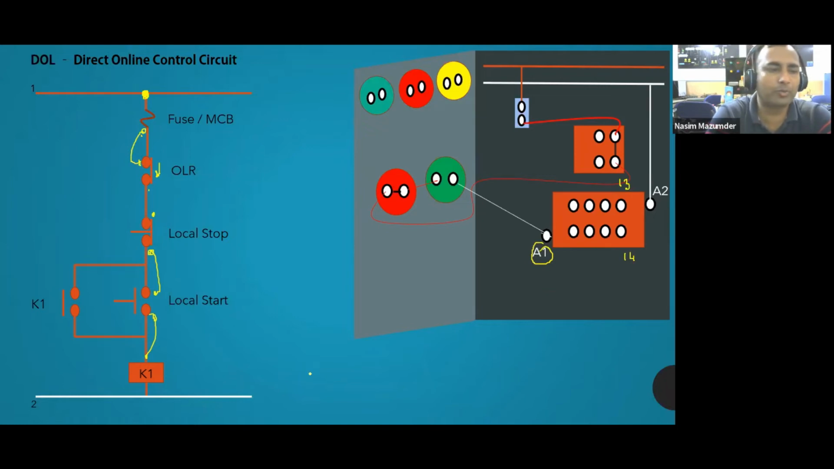Now, this is the A1 point, this is my A2 terminal. So from the A2 terminal to the neutral line. So it is connected. Okay, so this is a closed circuit right now.